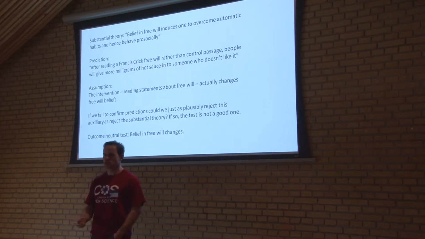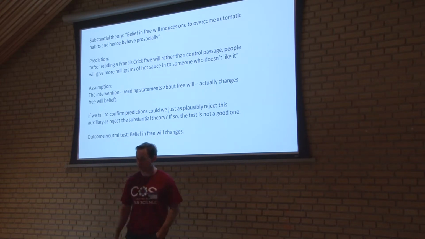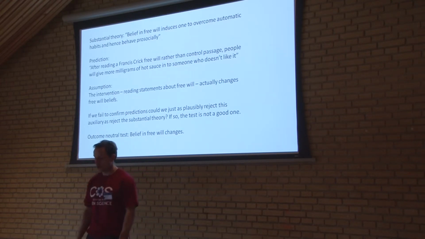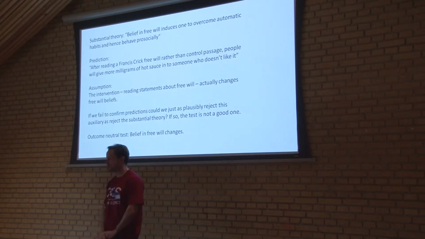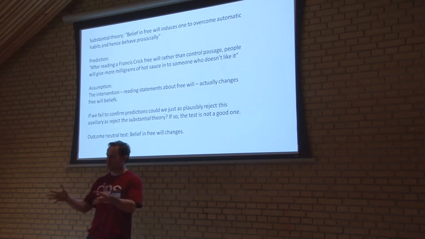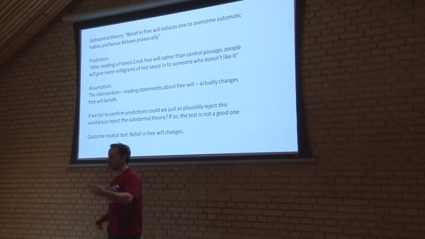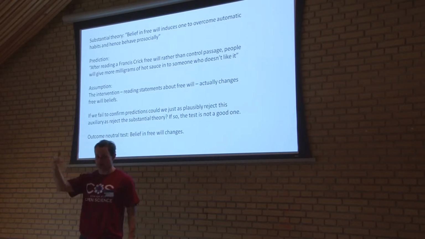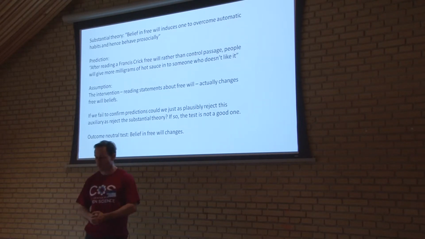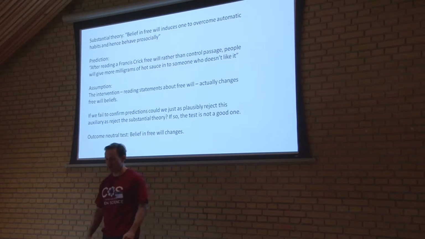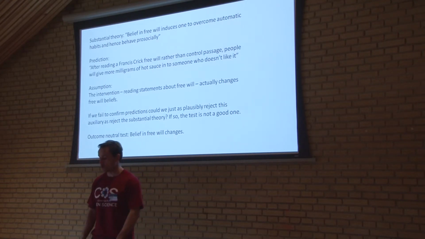After reading such a passage, will someone behave aggressively? One way this has been operationalized in the literature is how much hot sauce you give someone who, say, doesn't like hot sauce. So there's a particular prediction, and obviously a number of assumptions are made for that. If that prediction failed, how well would you feel inclined for the substantial theory to take the blame for that prediction failing? So one assumption, just for example, is that the intervention, reading statements about free will, actually changes free will beliefs.